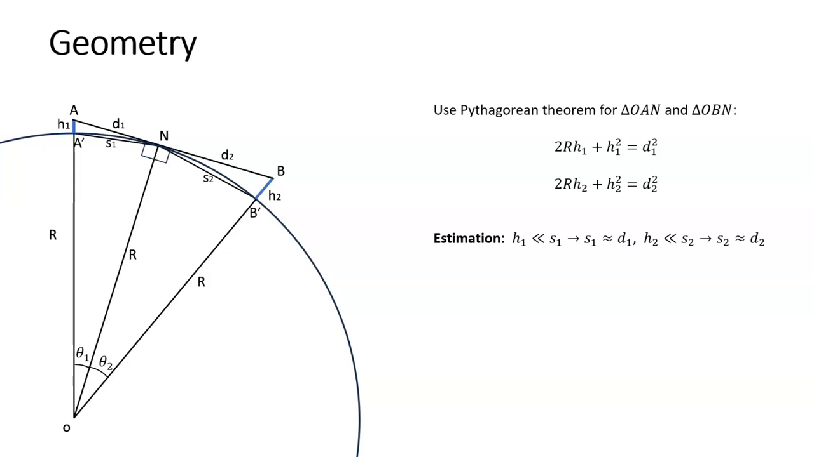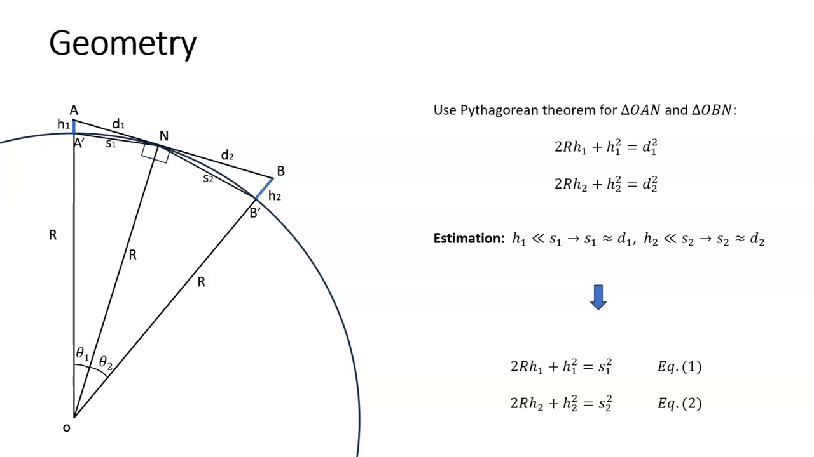This 26 kilometer distance, which is the summation of S1 and S2, is thousands of times more than the height of the observer and the height of the ship. Therefore, we can assume that S1 is much greater than h1, which makes the triangle ANA' a very skinny triangle. Therefore, we can assume that S1 and d1 are approximately equal. Similarly, we can assume that S2 and d2 are approximately equal. Therefore, in the top equations, we replace d1 with S1 and d2 with S2. So we have equation 1 and equation 2 now.